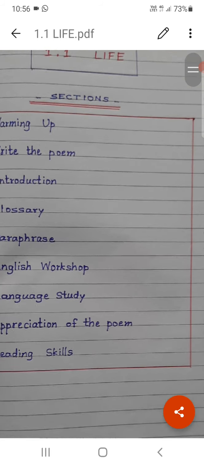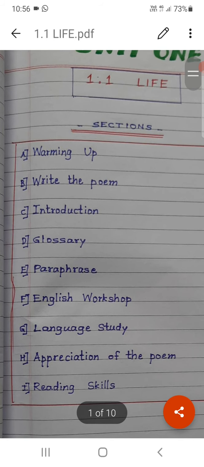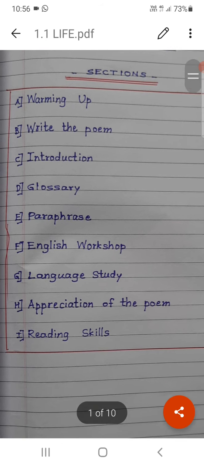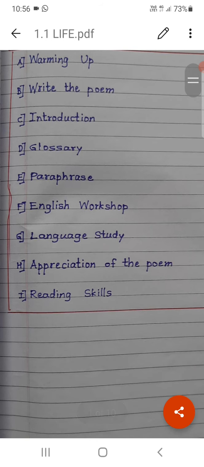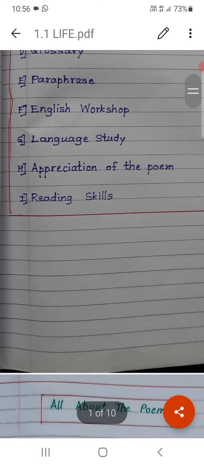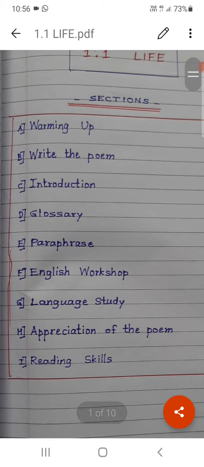First of all, here are the sections of study of this poem 1.1 Life. What all sections are there which you are going to go through, which you are going to read, you are going to write, and everything you are going to study. First is warming up, then you have to write the poem in neat and nice handwriting. Introduction of the poem, glossary words, you are going to read the poem very carefully, and then afterwards you have to write down the new words along with their meanings. Then paraphrase, English workshop, language study, appreciation of the poem, and reading skills. These are the 9 sections this year for your poetry.